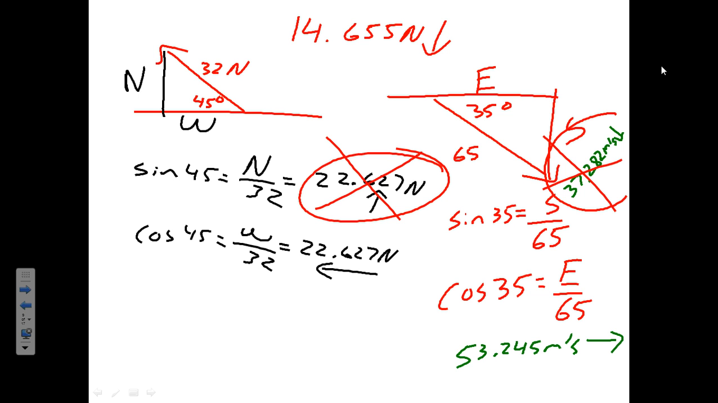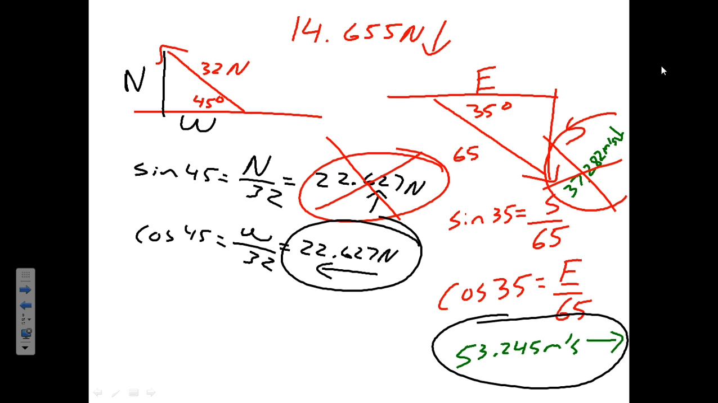And now let's take the east and the west components and combine them. So we've got that going west. We've got that right there going east. So east is going to win this competition. So let's go 53.245 minus 22.627. And we end up with 30.618 newtons east.